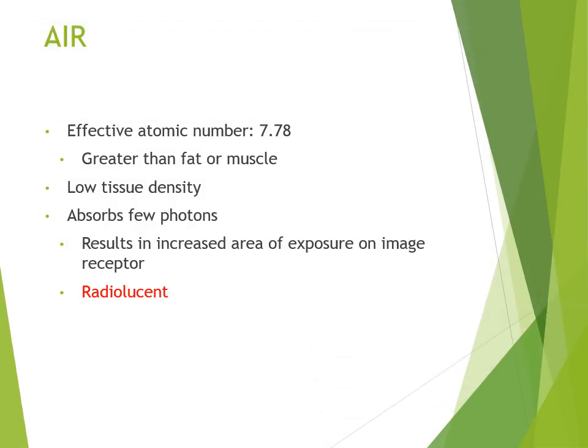So let's take a look at air. Air has an atomic number of 7.78. It's greater than fat or muscle, but it has a low tissue density, in fact, the lowest tissue density. It absorbs few photons, results in an increased area of exposure on the image receptor, and it is radiolucent. It's going to result in the least attenuation of all of our materials.